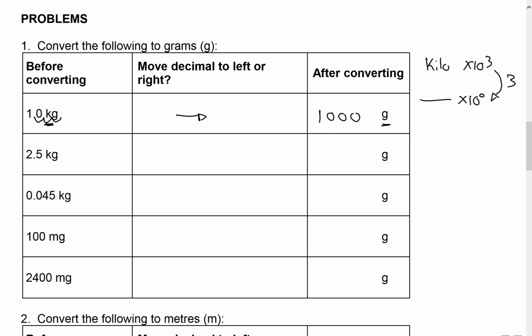Now notice, in my original question here, I have 1.0, I have 2 sig figs, so after converting, I should have 2 sig figs. Now 1,000 only has 1 sig fig, so I'll put the line above that second 0.